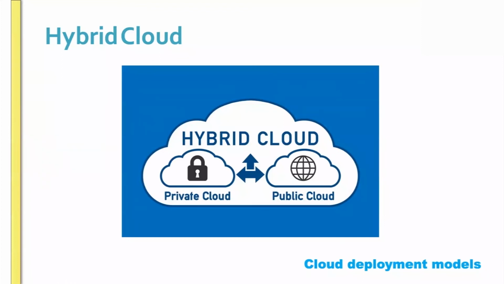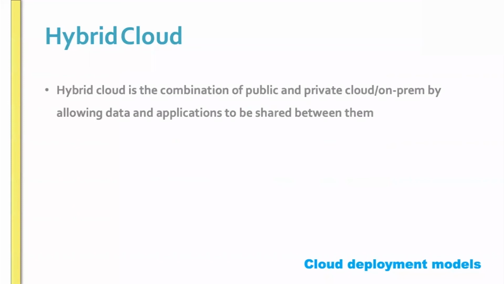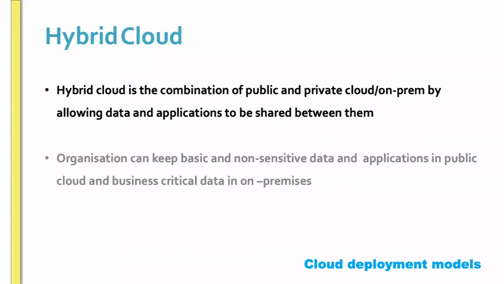Okay, hybrid cloud. It's a combination of private and public. So here we can assume the use case, because we already know what is public and private, right? We can keep the sensitive data in private cloud, and something which is not that business critical, they can use in public cloud. So it's a combination of both.